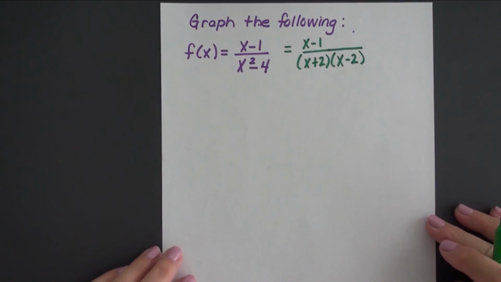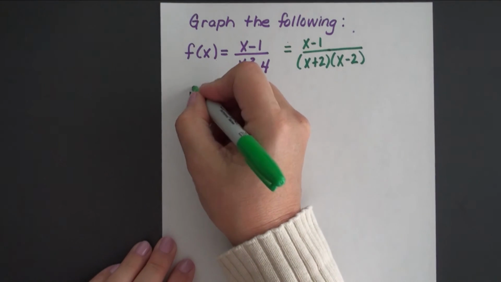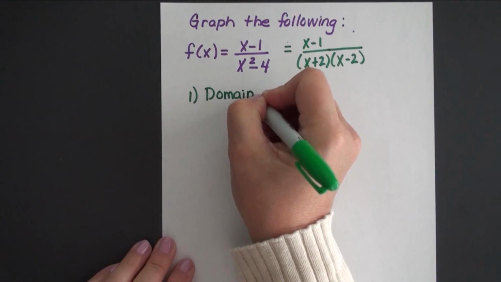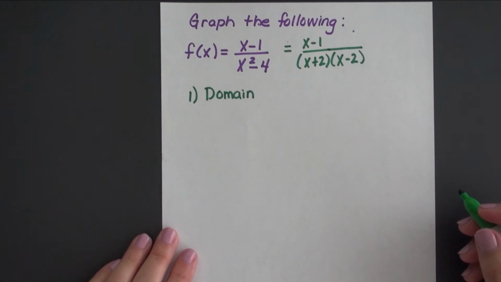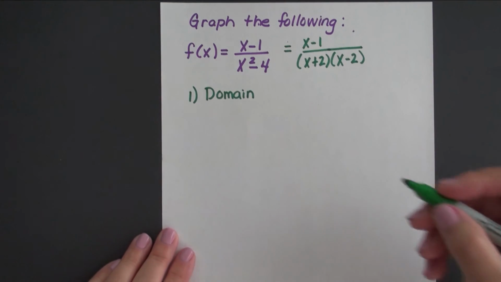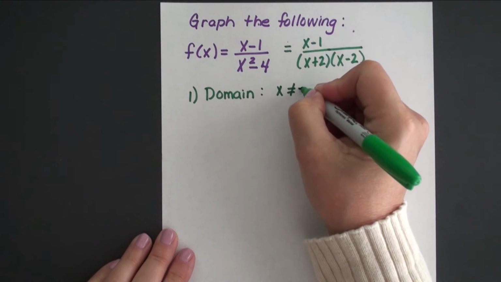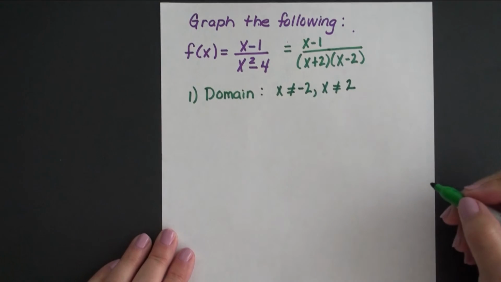Once we have factored the numerator and denominator completely, we determine the domain. The domain is, as you will recall, the values that make the denominator equal to 0, and we need to exclude those from the domain. So in this particular problem, x cannot equal negative 2, and x cannot equal 2.